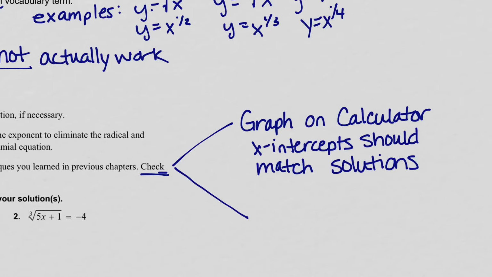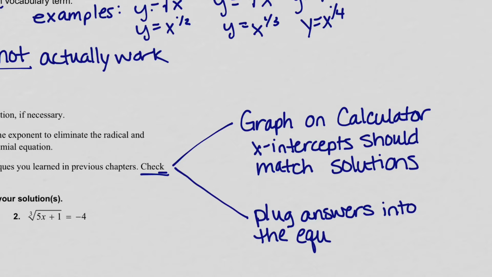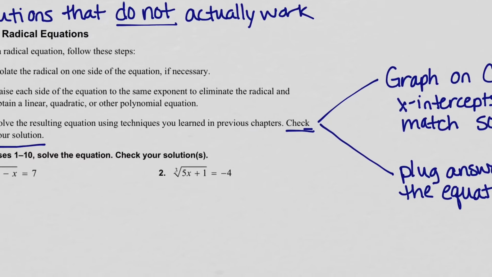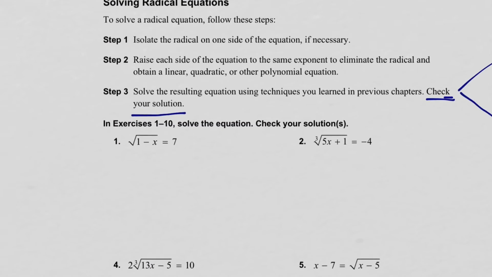The other way that you have done in the past is you just plug answers into the equation to check. If it comes out as a true statement, like 10 equals 10, or 0 equals 0, then that was correct. If you get something false, like 0 equals 1, that's not true, so that would be an extraneous solution. So let's solve a few of these today.